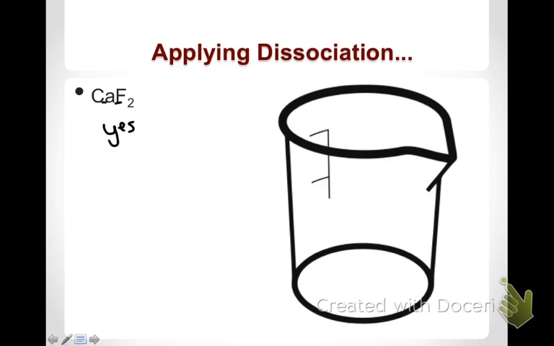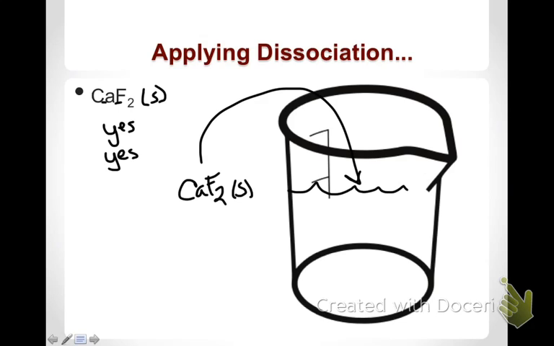As far as the next question goes, is it soluble? I'm going to check my solubility chart, and yes, it is soluble. So here's what this looks like. Calcium fluoride is a solid, and so I am going to write CaF2 solid, and then I'm going to draw an arrow showing it being mixed with water. Our flow chart tells us that if this is both ionic and soluble, it is going to dissociate into its ions, which means it's going to completely break apart.